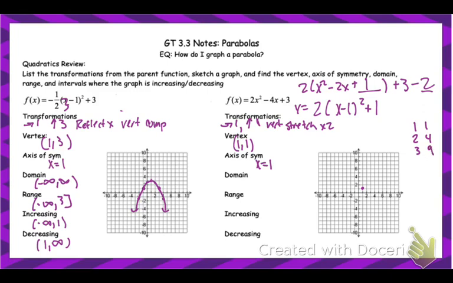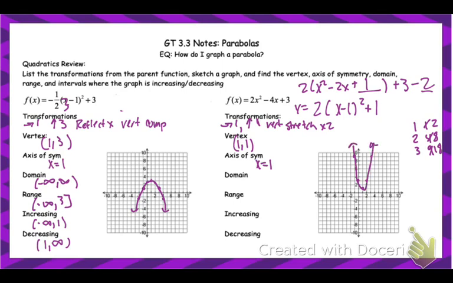But because it's been stretched vertically, instead of going from the vertex over 1 up 1, we'll go over 1 up 2, over 2 up 8, and over 3 up 18. Again, this is in relation to the vertex. Okay, in relation to the vertex, over 1 up 2, over 2 up 8. And then just make those mirror image points on the other side of the axis of symmetry, and you have your parabola.